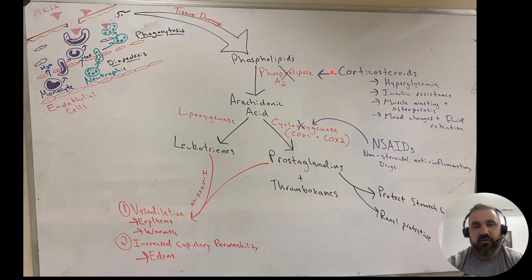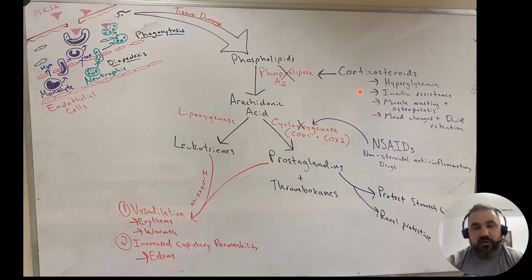All right, so how do we block inflammation with pharmacology? Well, corticosteroids, you might have heard of these, like prednisone, or injectable corticosteroids like triamcinolone or dexamethasone. They have many effects, but they're going to block the phospholipase A2 enzyme, which is going to decrease the production of leukotrienes and prostaglandins, hence less vascular changes, hence less erythema, warmth, and edema.